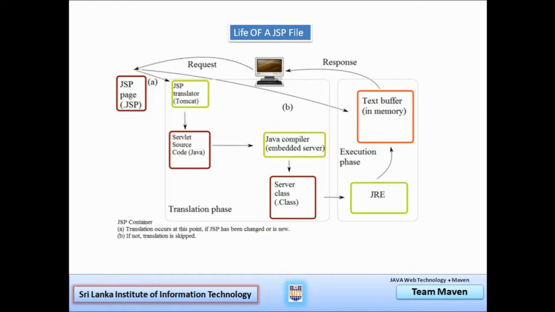So these .java classes will go into the embedded server compiler. This Java compiler will mainly compile these .java files to .class files, which are identified using the Java virtual machine. And then it goes through the Java runtime environment, and then we can get the output to the client. So that is the basic architecture, and that is the basic life cycle of a JSP file.